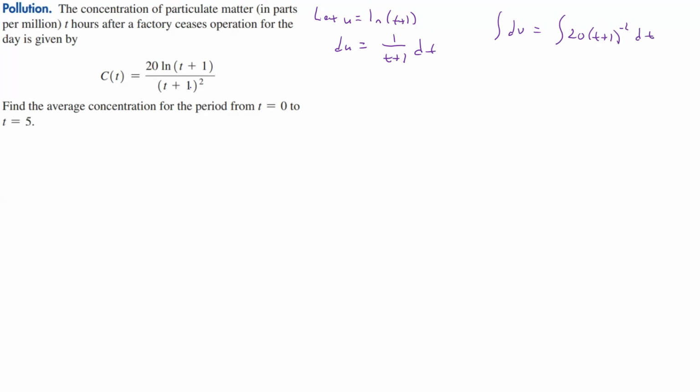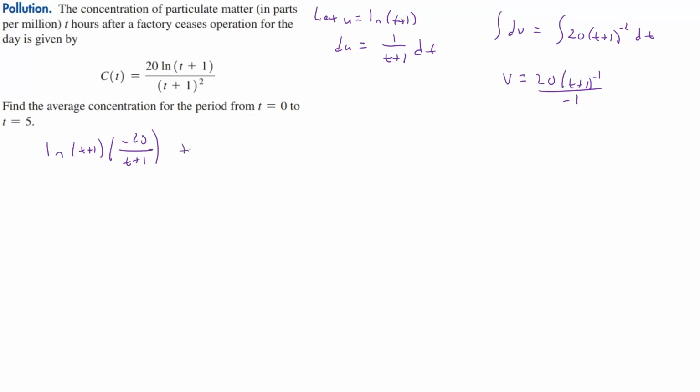The only reason I'm doing that is because if I have it as a power, it's going to be easier to integrate. So then v is equal to what? Well, it's going to be 20, and to make it add one more, it's going to be a minus 1. So it's going to be t plus 1 to the minus 1, divided by negative 1, so basically negative 20 over t plus 1. All right, so now I've got u, v, and du, so now I can plug it into my formula. So I have ln of t plus 1 times negative 20 over t plus 1.